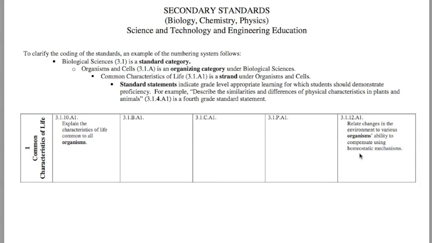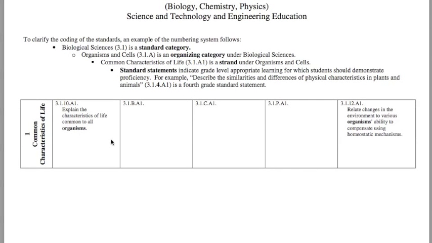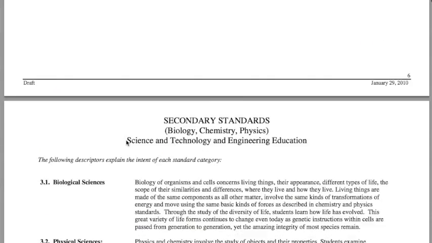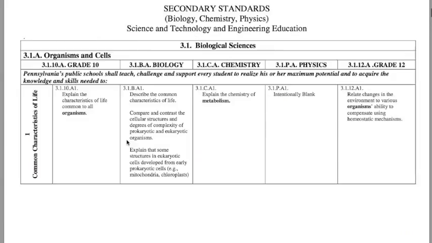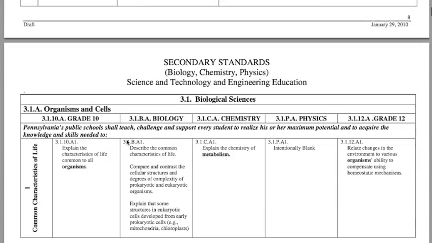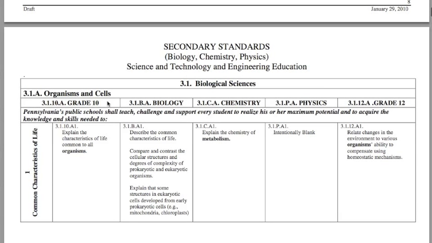So reading a standard is that simple. The next thing to know when reading a standard is that there's not just one descriptor. The first content area is the common characteristics of living things. Then you'll notice, let's go down to the clear-cut standards. Okay, 3.1a, organisms and cells.